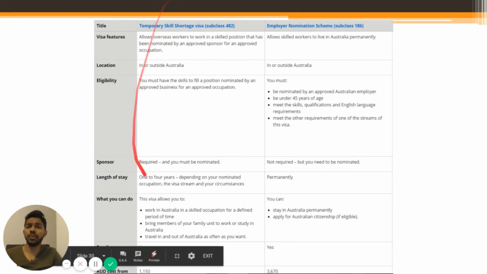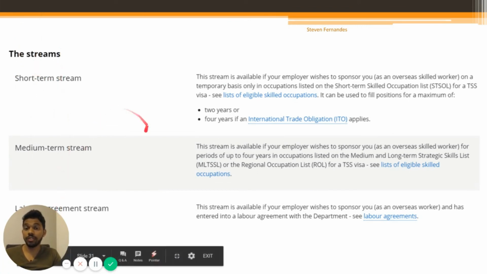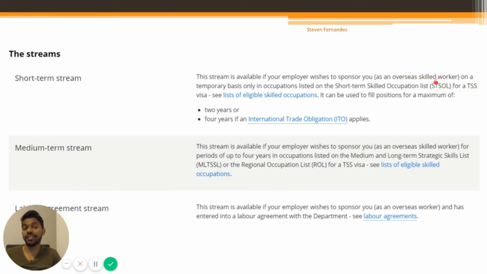Now, within this TSS, or temporary skill shortage visa, you have three streams. One is the short-term stream, which is for 2 years, and your occupation needs to be on the STSOL, which is the short-term occupation list that we just went over. You have the medium-term stream, where your occupation needs to be on the medium to long-term skills list, and you can apply for a period of up to 4 years.